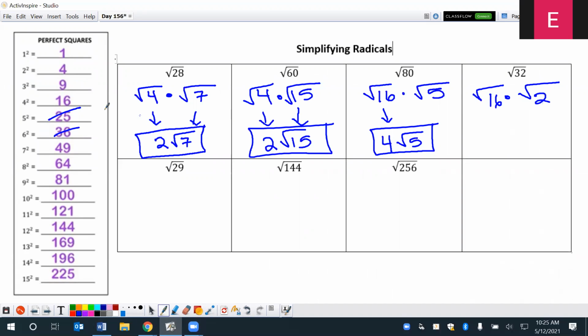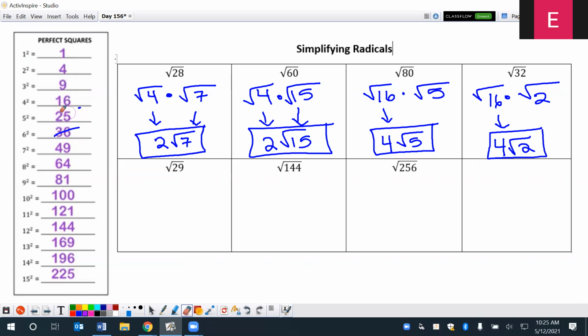16 should go first because it's on my list of perfect squares. And so the square root of 16 gives me 4. This one stays the same. So be really careful when you're finding factors. You always want the biggest number. That's why we always start with the largest one. We start dividing and we start moving up the list until we find it.